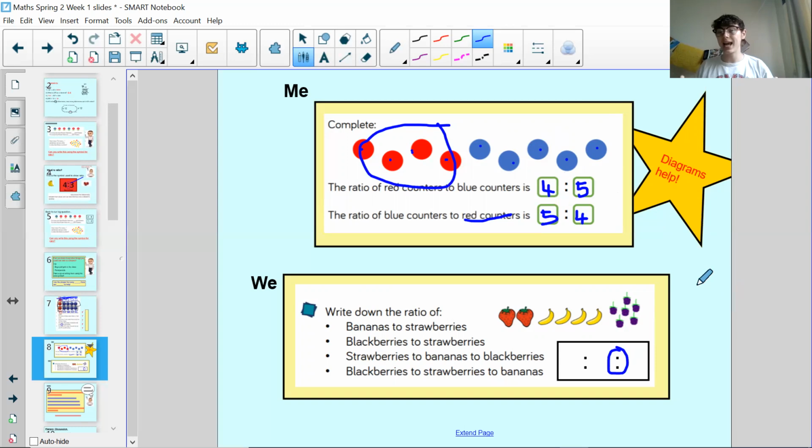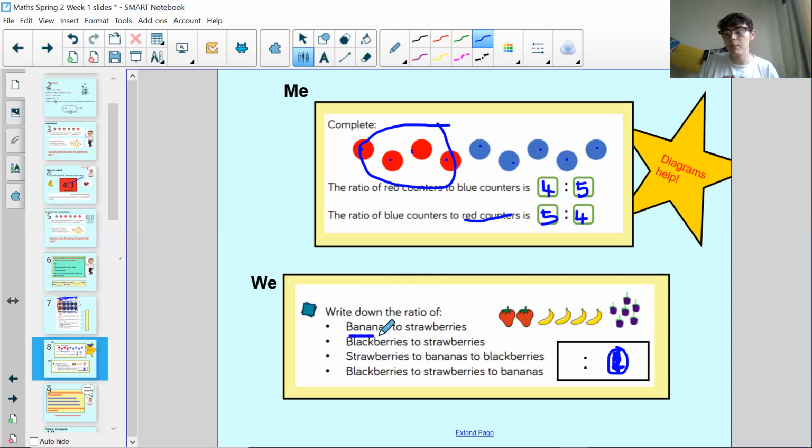And the way it is said is from strawberries to bananas to blackberries. So it'd be strawberries to bananas to blackberries. You just add it on the end. So for now, for the first 2 questions, I'll scribble this out so that we don't have to worry about it. So now write down the ratio of bananas to strawberries.